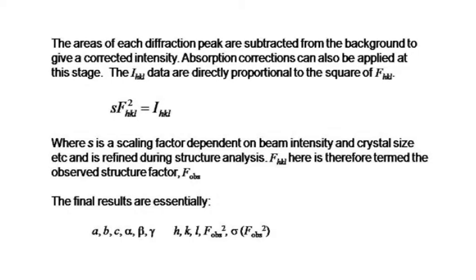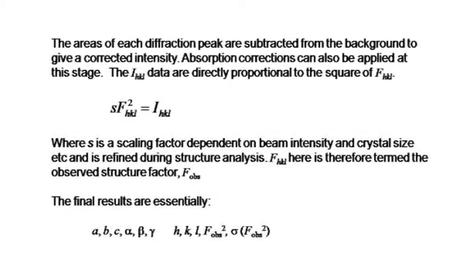So we subtract the area of each peak from the background to give a corrected intensity. We can also apply absorption corrections. Remember that we talked about absorption yesterday. The heavier an atom is, the more it's going to absorb. There are also things like fluorescence that you may have to deal with.